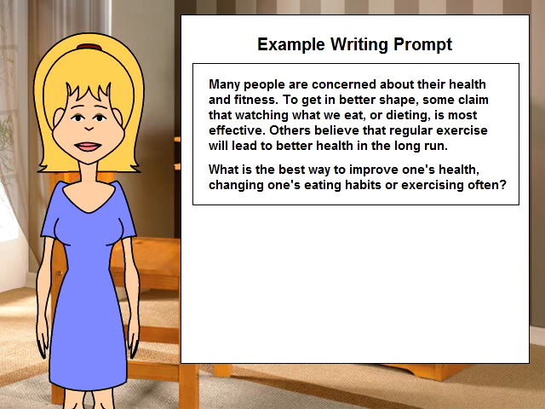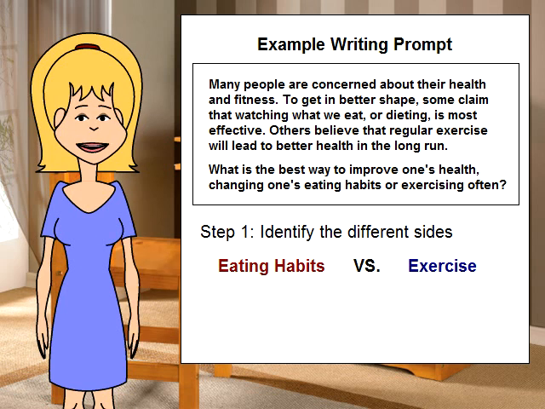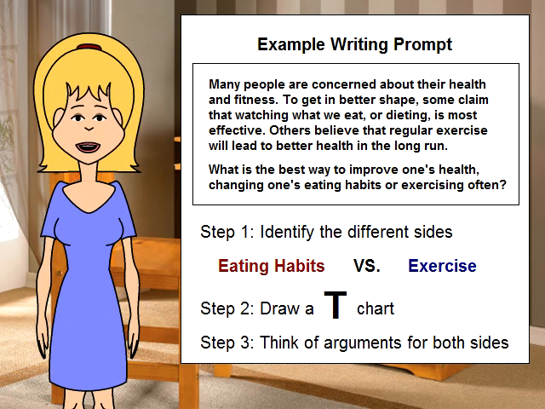Okay. The first step is to identify the two sides. Sometimes this isn't easy, but in this case it is. The two sides are good eating habits versus regular exercising. Next, we will draw a T-chart and brainstorm possible arguments. I'll show you what that looks like on the next slide.